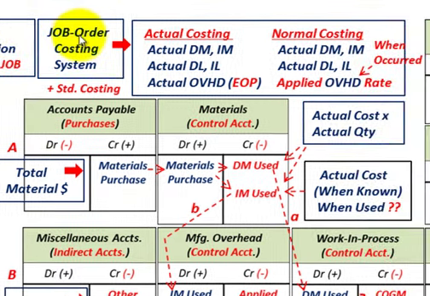Okay, so when you're talking about job order costing, you really have three different alternatives. You could look at actual costing, normal costing, or standard costing. And just for comparison purposes, I have it here.